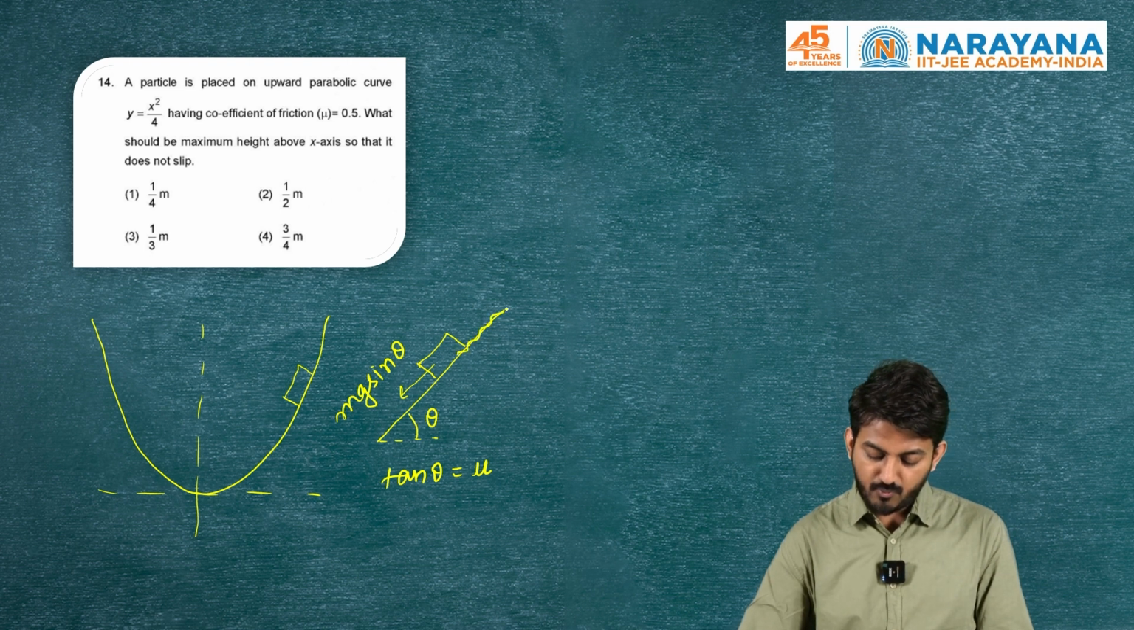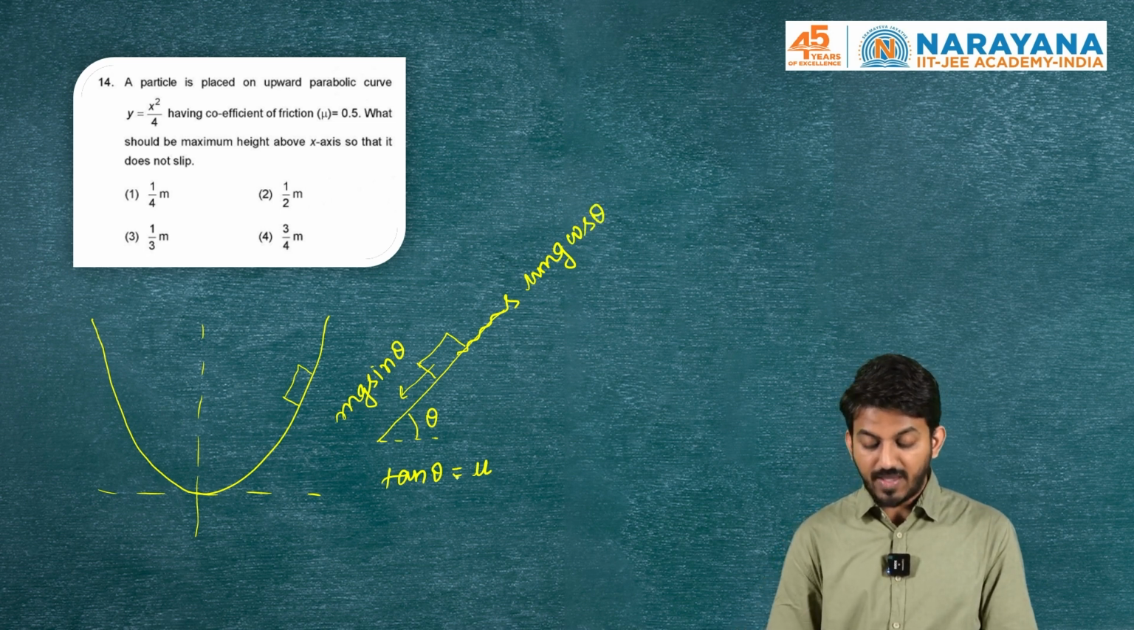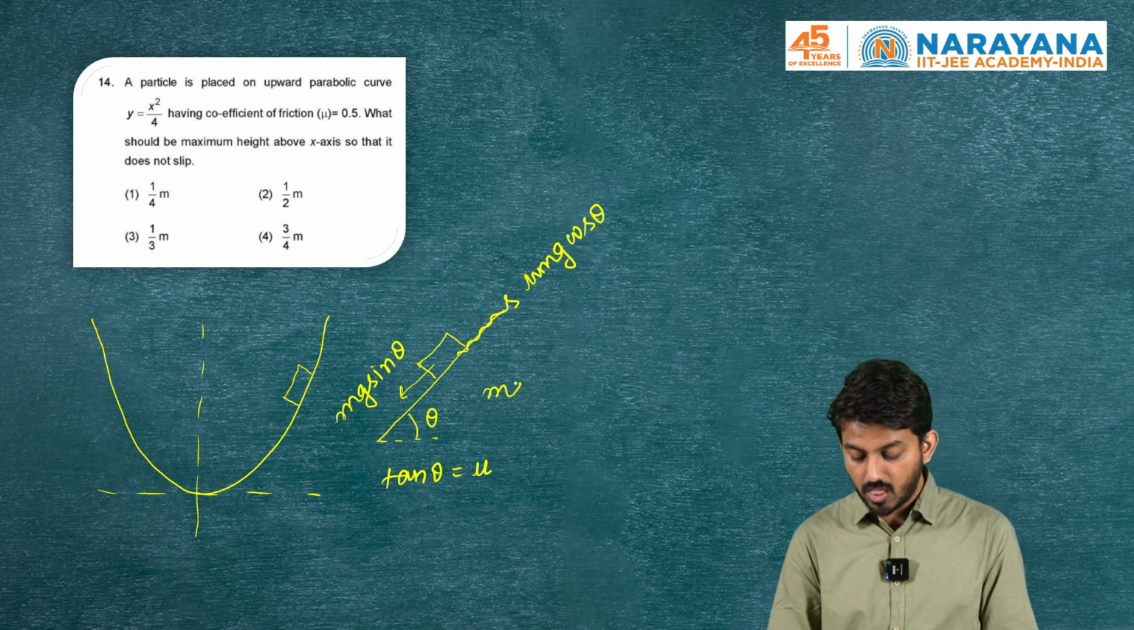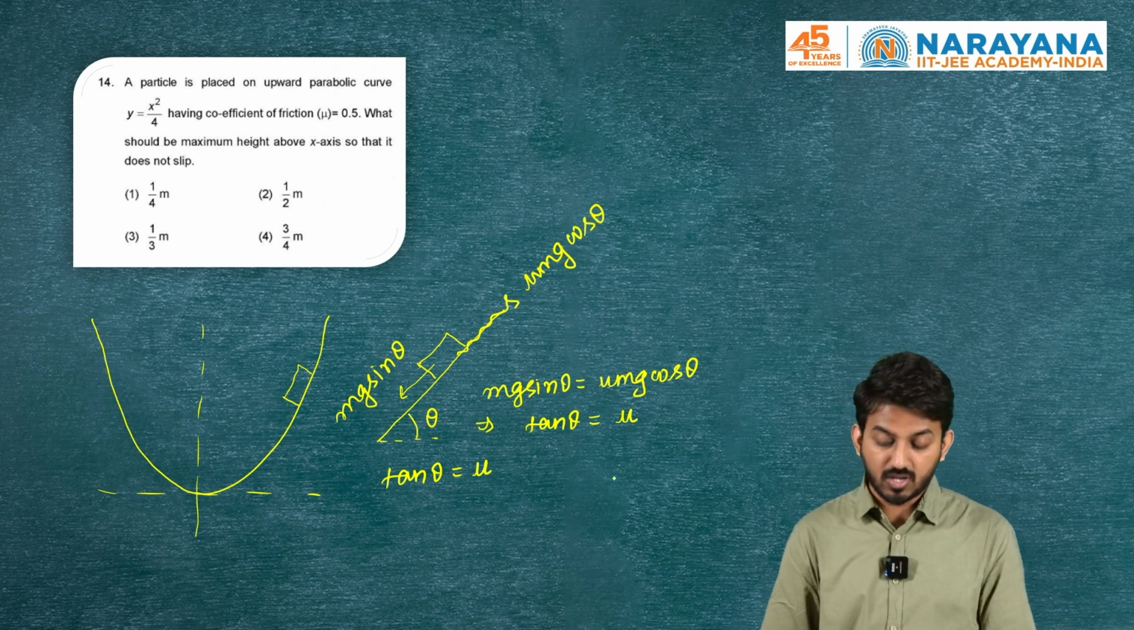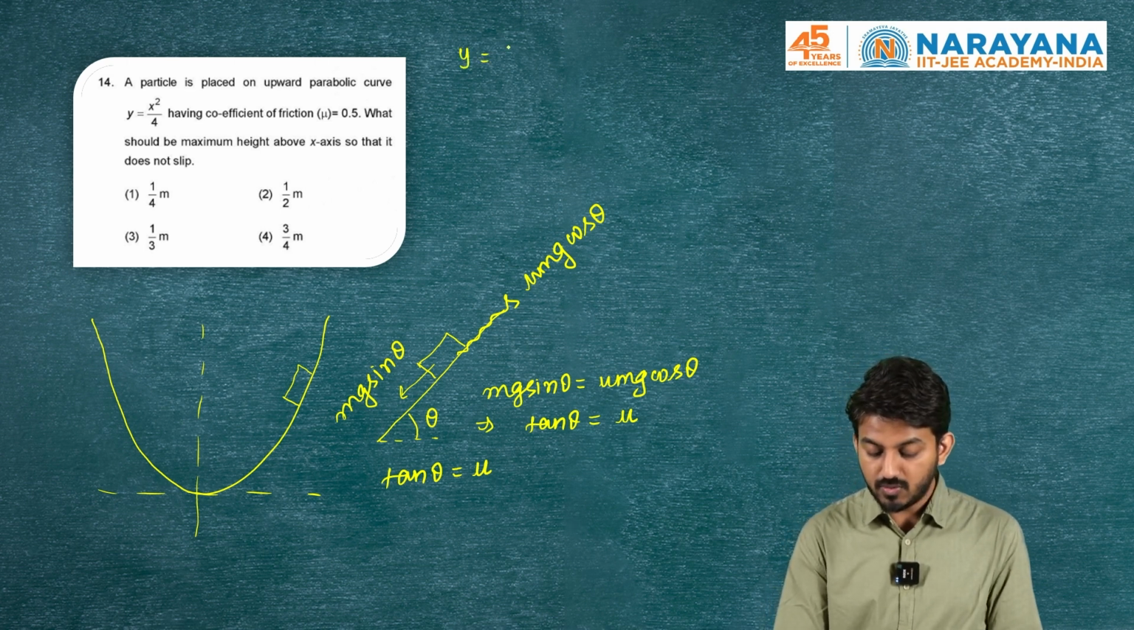mg sin theta. The upward friction force is going to be mu mg cosine theta. Now at the maximum angle, it is just about to slide. That's why I have put the friction as maximum, which is mu n. Now mg sin theta is equal to mu mg cosine theta, giving us tan theta is equal to mu. Now tan theta in this case will be the slope of the curve. Now y is equal to x square by 4, as given.